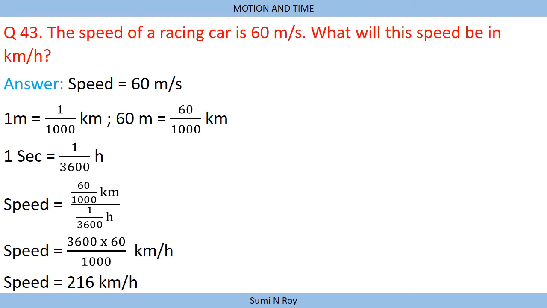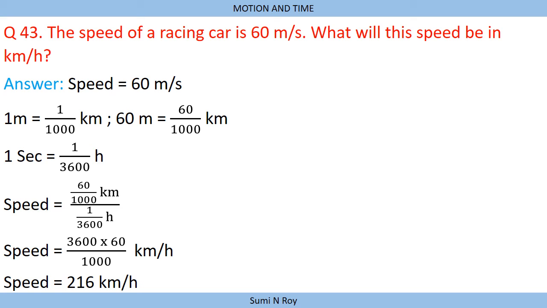Conversion is done, meter into kilometer. Then same we will do with the seconds. As we know, 1 hour is equal to 3600 seconds. So 1 second will be equal to 1 by 3600 hours.